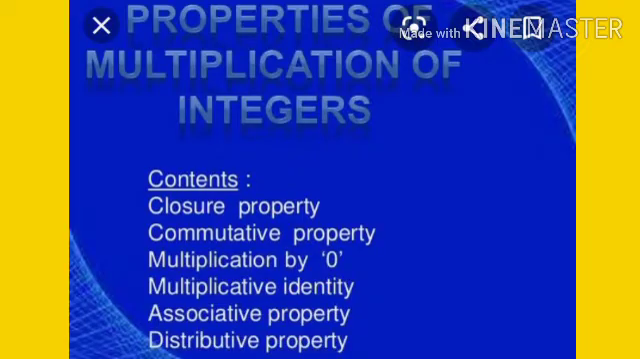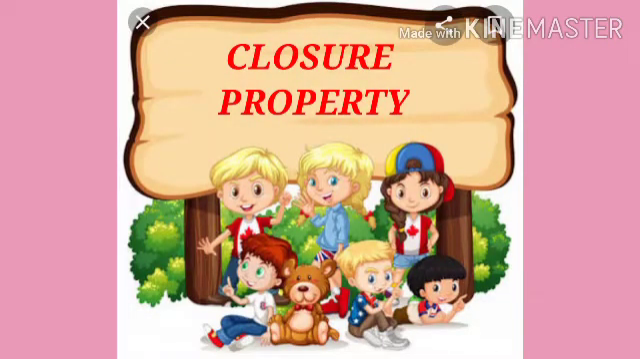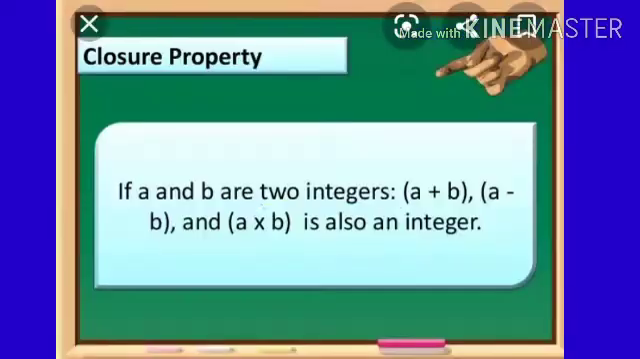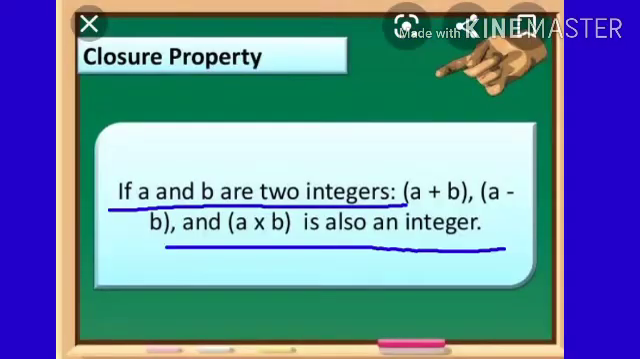Students, now we are going to see about the properties of multiplication of integers. Let us see one by one. The first one is the closure property. Recall that multiplication of whole numbers had the closure property.